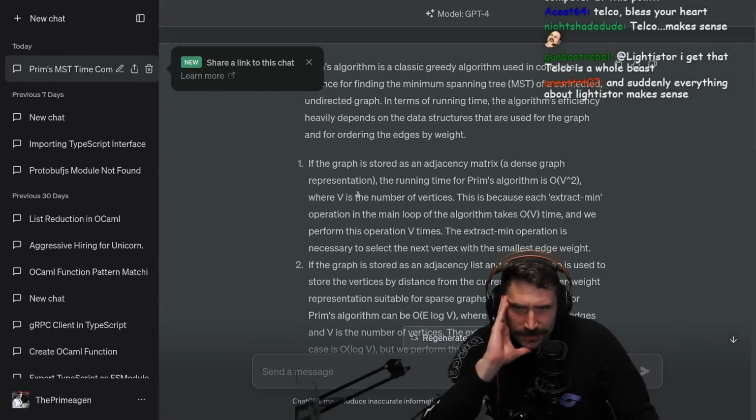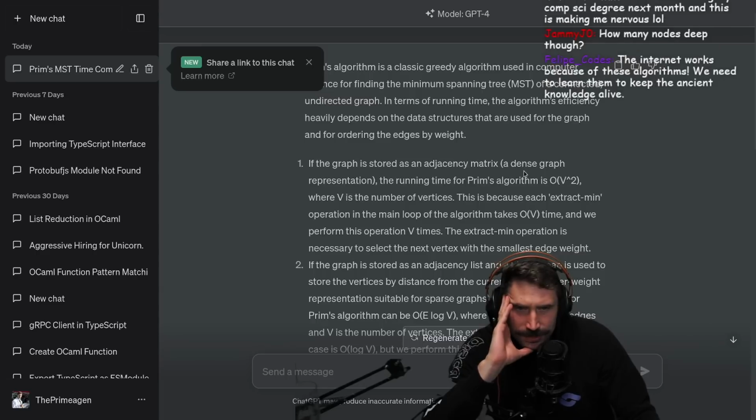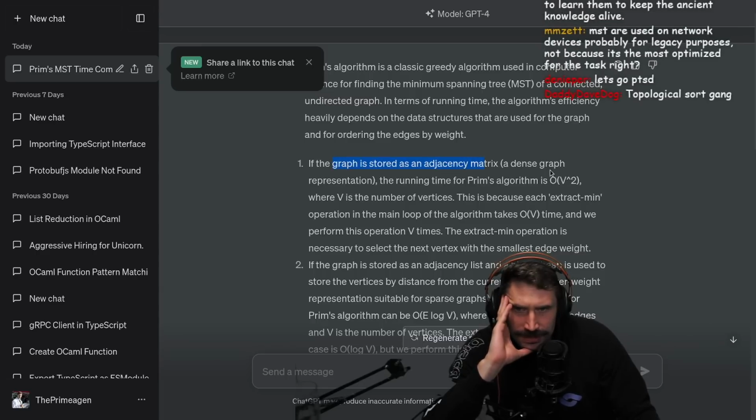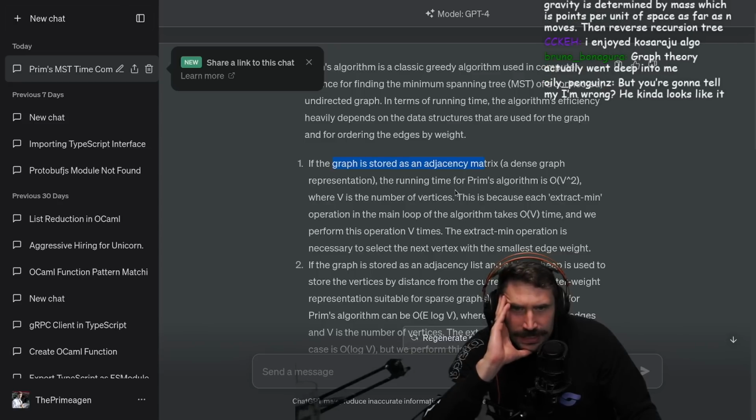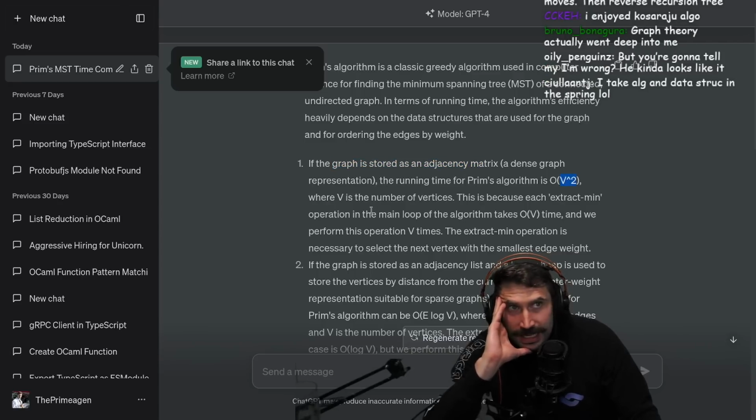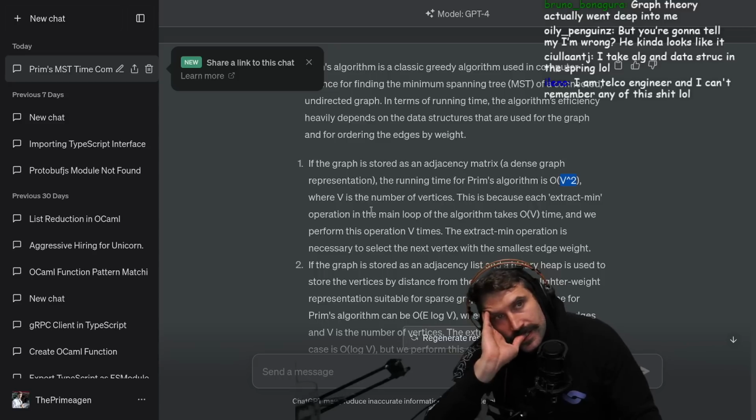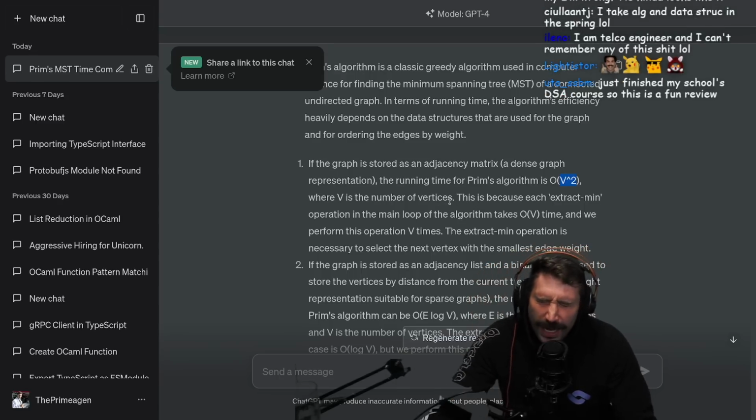So let's think about this first one. If the graph is stored in an adjacency matrix, a dense graph representation, the running time for Prim's algorithm is V squared. I guess because... I'm still trying to figure out why.